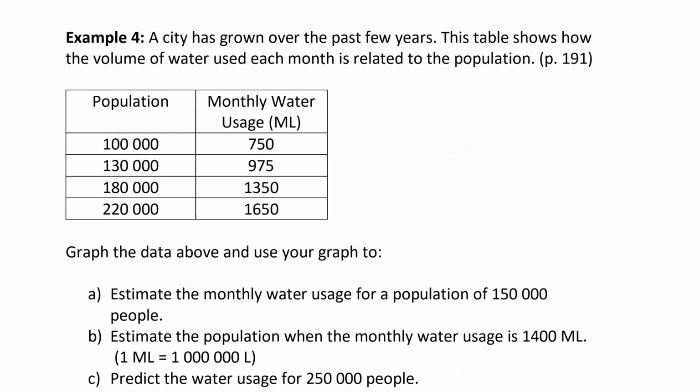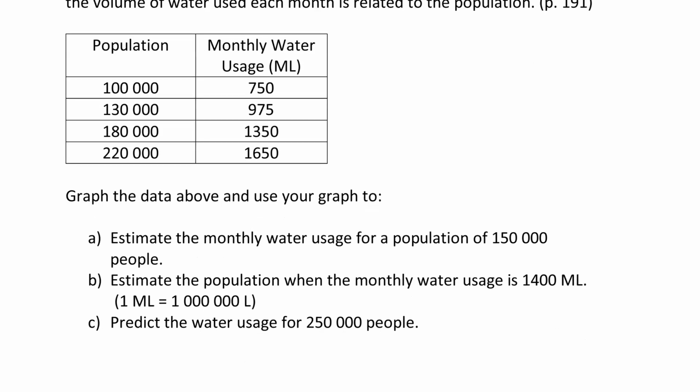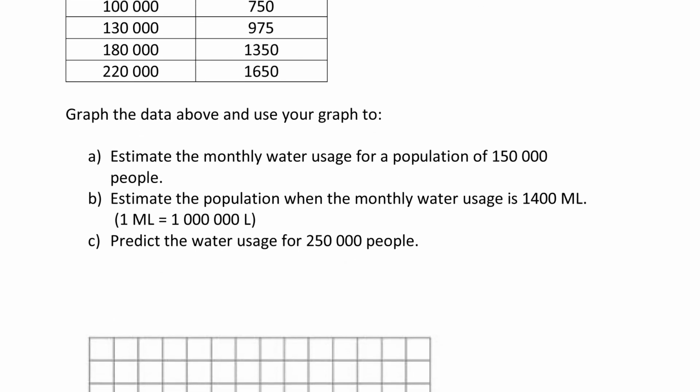Now for example 4. The city has grown over the past few years. This table shows how the volume of water used each month is related to the population. So the population starts out at 100,000, and in the table here goes up to 220,000. The monthly water starts out at 750 and goes up to 1,650. So it says to graph the data above and use the graph to, and then there's 3 different parts.